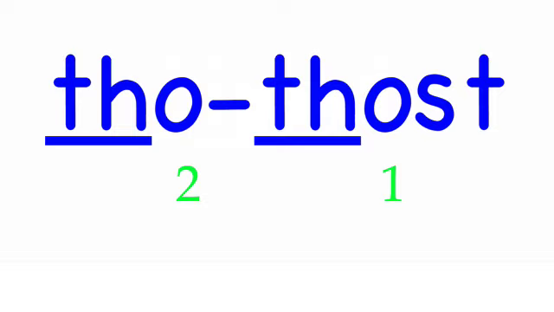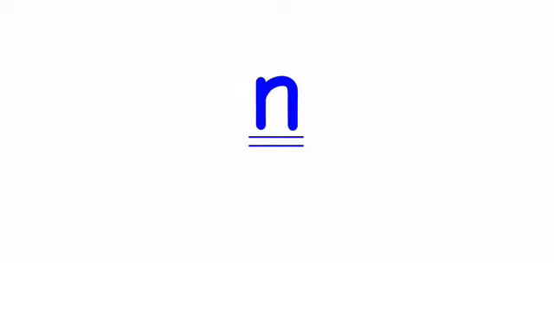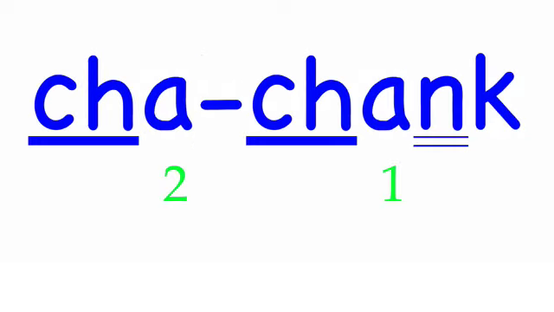Che, chank. Che, two sounds: ch, e. Chank, four sounds: ch, a, n, k. Che, chank. N in chank represents its second sound because it's followed by the sound k.